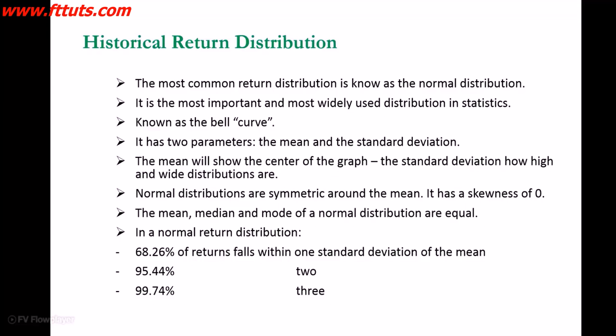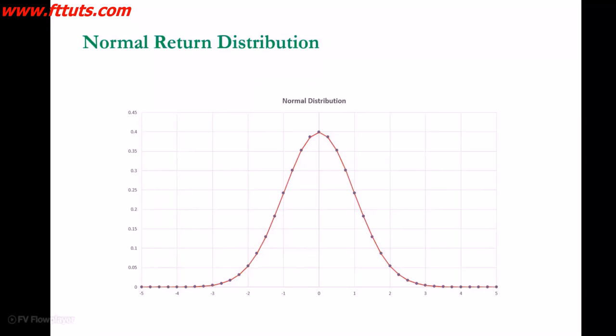And what will be very important for the risk management and for possible expected moves, in a normal return distribution, roughly 68% of returns fall within one standard deviation of the mean, 95% of returns fall within 2 standard deviations of the mean, and 99.74% of returns fall within 3 standard deviations of the mean. So please take some time and look at this page, and especially the bottom of this page, because it's very important in terms of odds when we will be looking at returns.